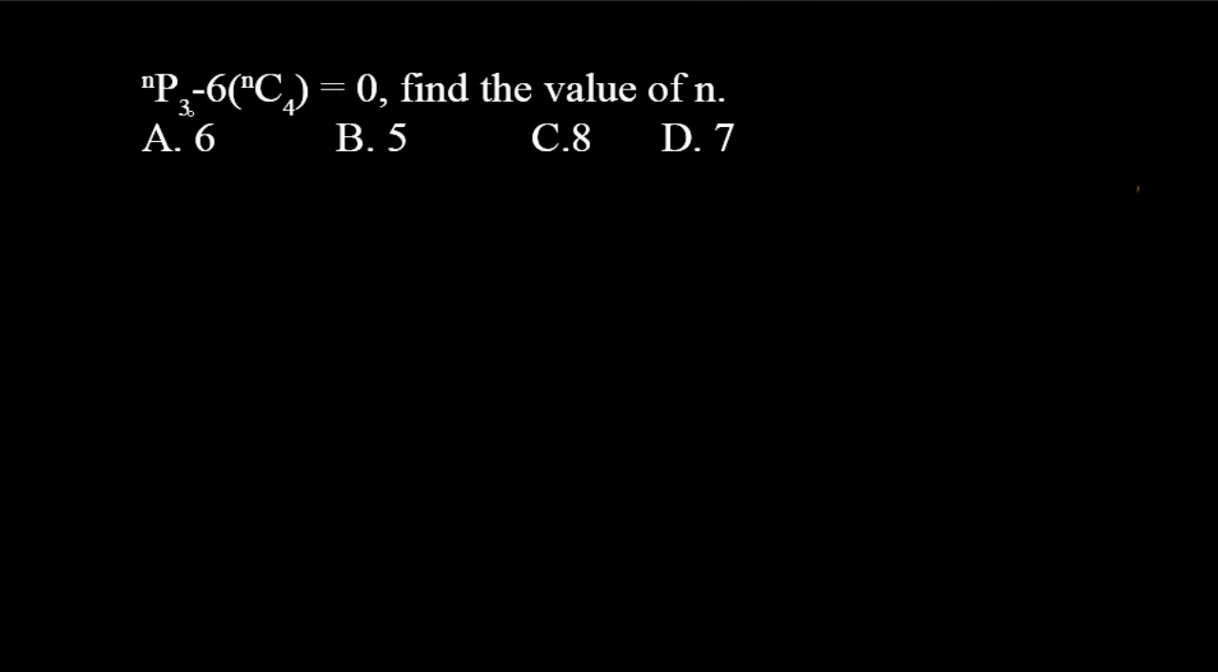n permutation 3 minus 6 times n combination 4 equals 0. Find the value of n.